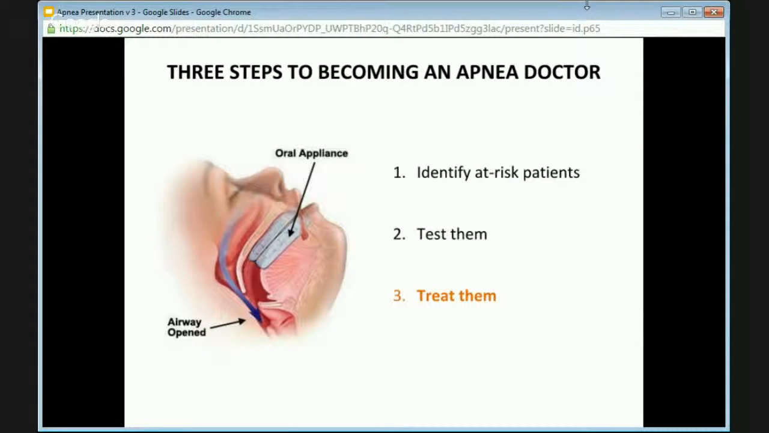All right. So now we've talked about how to identify and find these patients that are at risk. And once you find them, the next step is to get them tested. And we like the home sleep test. Okay. It's a great avenue for patients. And then lastly, we have your treatment. Okay. Let's talk about treatment. Let's talk about what we do with the treatment.